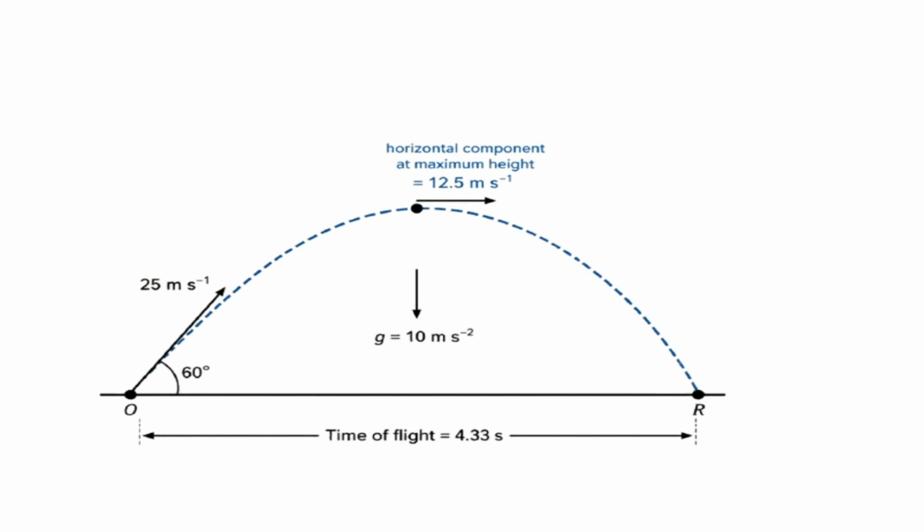Time of flight is 4.33 seconds. Horizontal speed at max height is 12.5 meters per second. And that's how we solve it. Rule to remember. Always split into horizontal and vertical. Projectile motion becomes easy. See you in the next one.